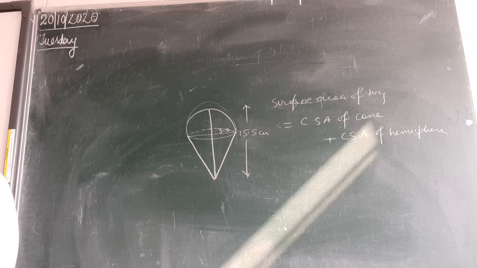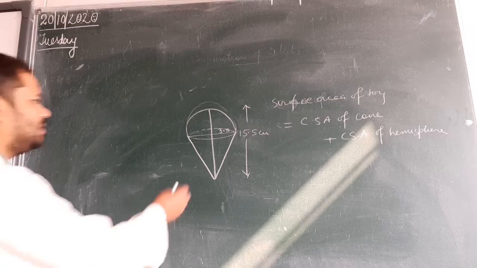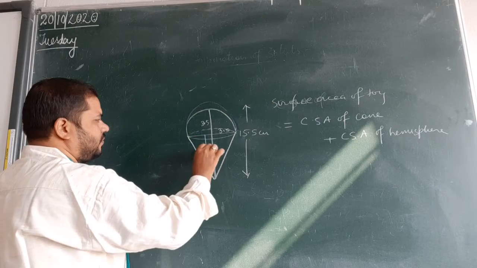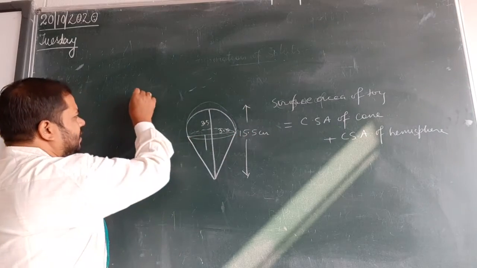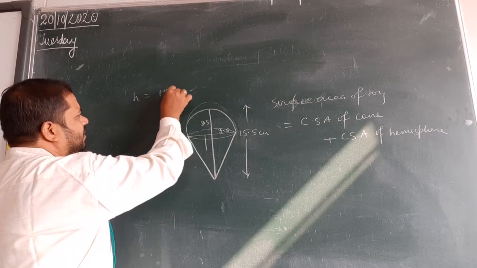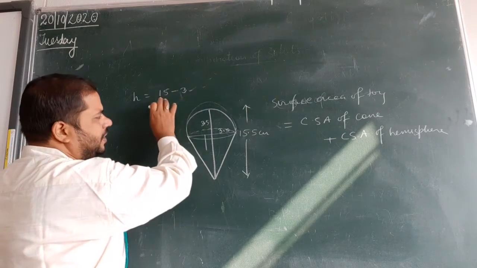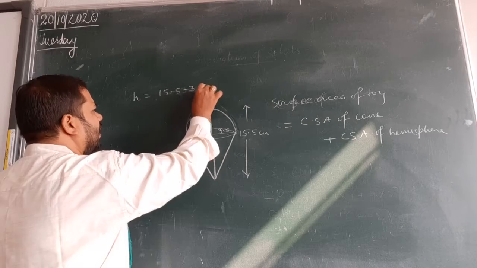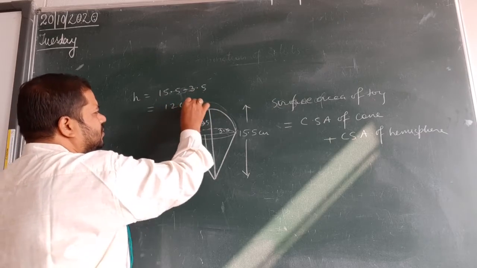Find the total surface area. What is the form of the cone? Radius is 3.5. The height of the cone is nothing but this, and the radius is the same, that's why this is 3.5. So what will be the height? 15.5 minus 3.5, and this is what? 12 centimeter.